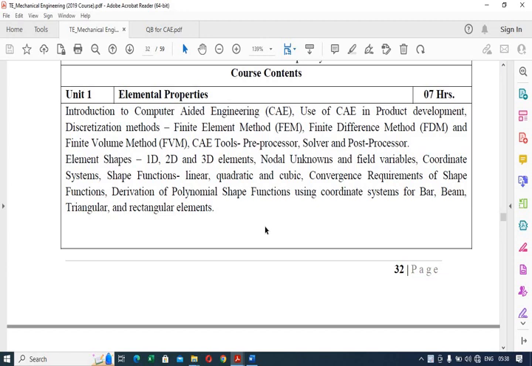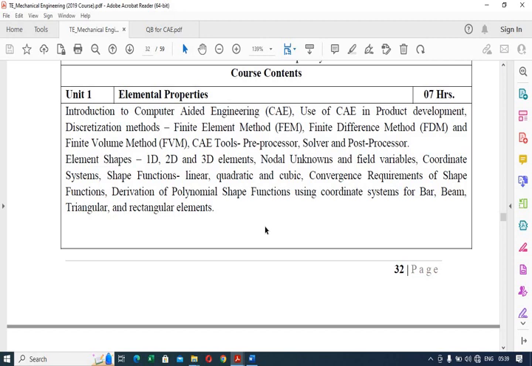Introduction to Computer Aided Engineering. Second topic is Use of Computer Aided Engineering in Product Development. Next, Discretization Methods: Finite Element Method, Finite Difference Method, Finite Volume Method. Then the CAE tools: preprocessor, solver and post-processor. Apart from that, element shapes, 1D, 2D and 3D elements are covered in this unit.